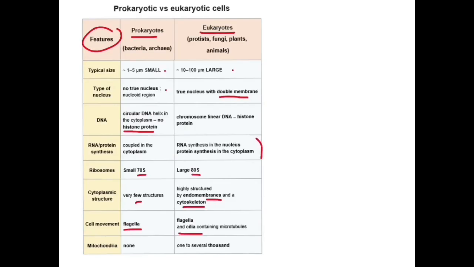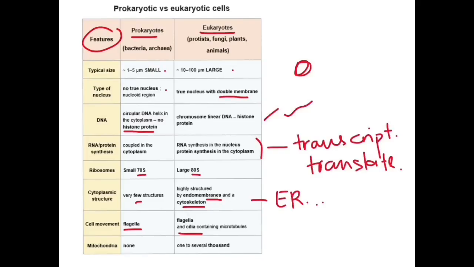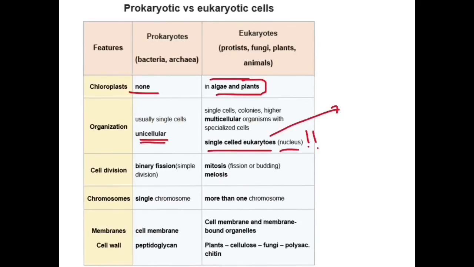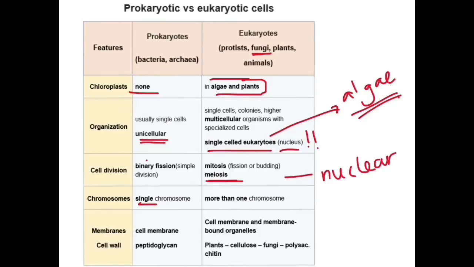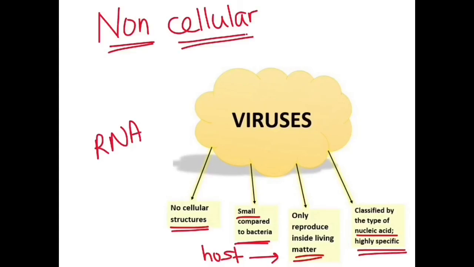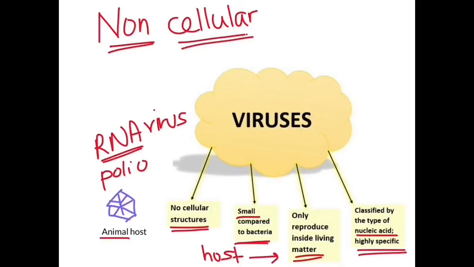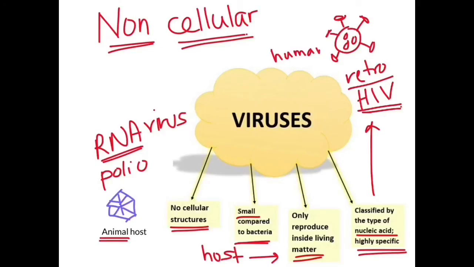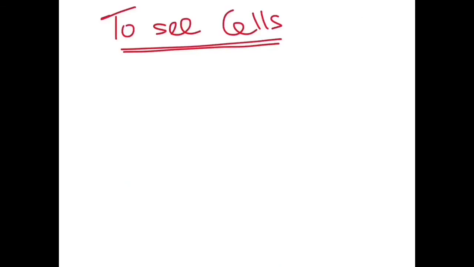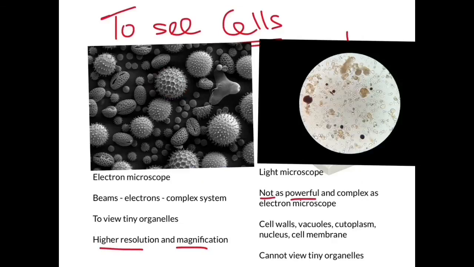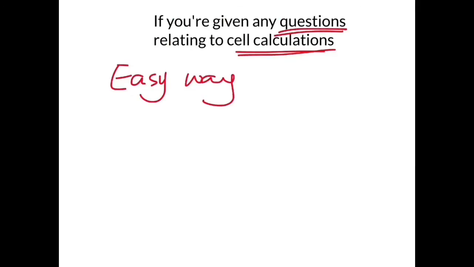This is the most simplified chart showing the differences between prokaryotes and eukaryotes. Take a note on the DNA, the synthesis and the organization. And lastly, viruses. These are non-cellular structures, active only in the host cells. They aren't living, and RNA and retrovirus are some examples. Alright, to observe cells, microscopes are used, and electron microscope produces a sharper image than light microscope. And use this triangle method to solve any kinds of cell calculations.